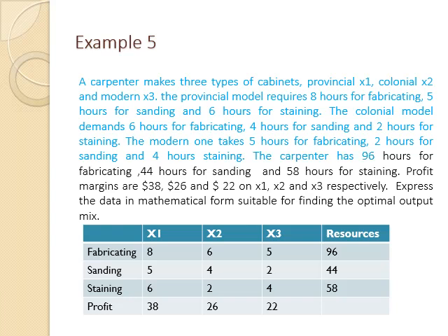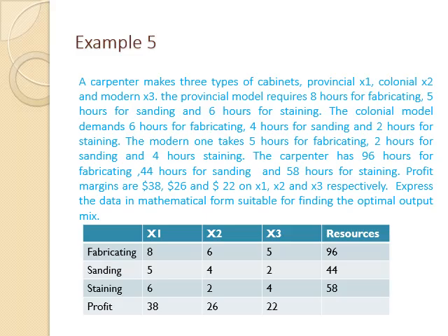The carpenter has 96 hours for fabricating, 44 hours for sanding, and 58 hours for staining. The expected profit margins are $38, $26, and $22 on X1, X2, X3 respectively. Express the data in mathematical form suitable for finding the optimal output mix.